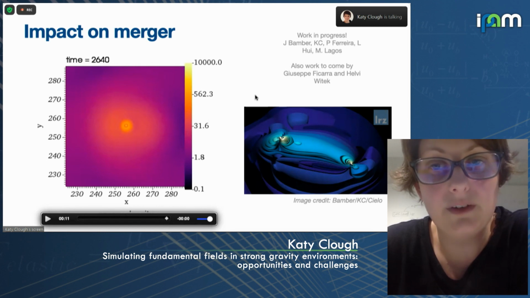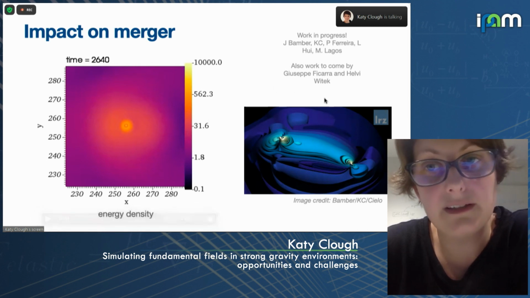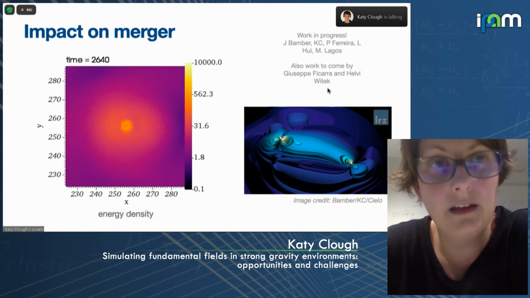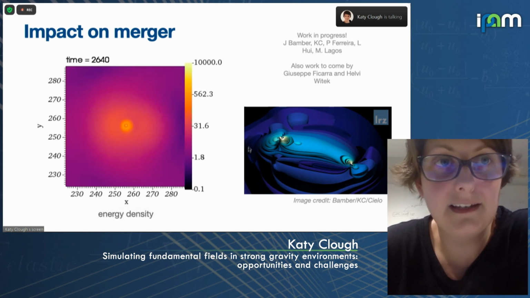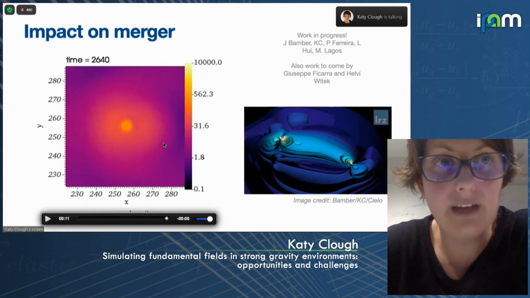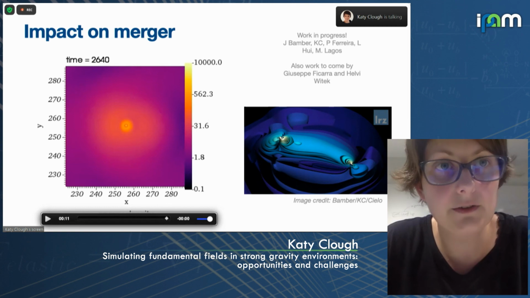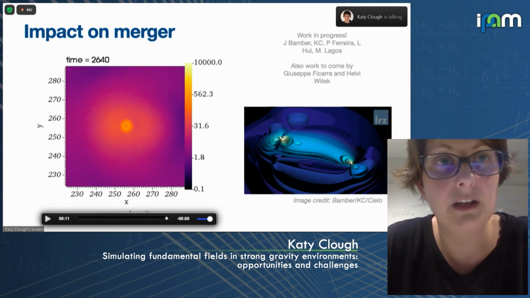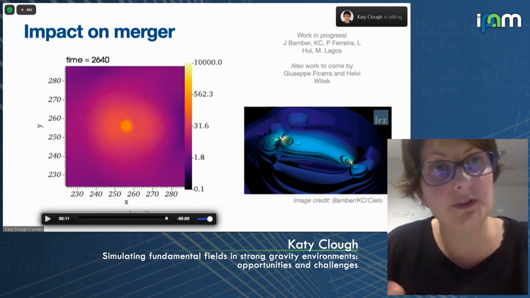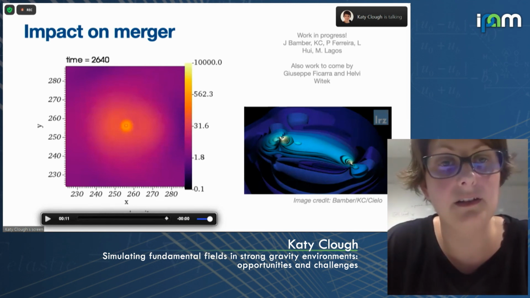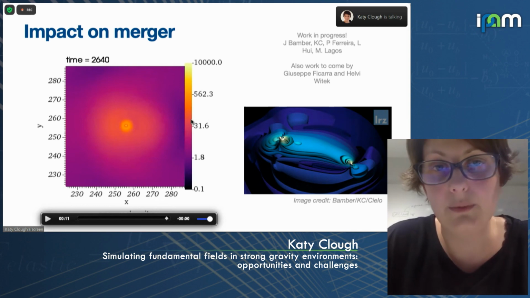And that's something that we're investigating and is also being investigated by Helga Witek and her student Giuseppe. I think it's the next really interesting question to be answered. This has been looked at, I think, for cases where you put a Gaussian of the scalar field around the binary. But a Gaussian is not a particularly well-motivated initial condition for the scalar field, because it wouldn't arise over time. It really has to be put on by hand onto the binary.